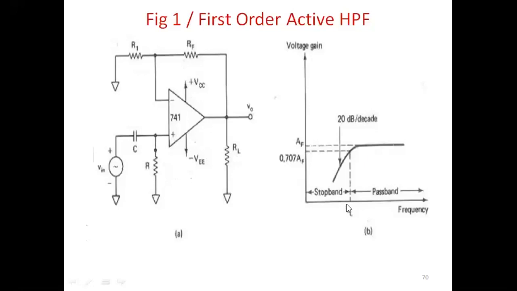So a high pass filter means it allows frequencies from the cutoff frequency to higher frequencies. Until the cutoff frequency, all the frequencies will be totally stopped. That band is called the stop band. Above the cutoff frequency, all higher frequencies will be accepted or passed. That is called the pass band. The gain keeps on rising at 20 dB per decade.